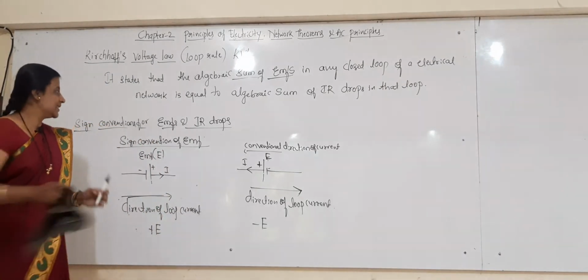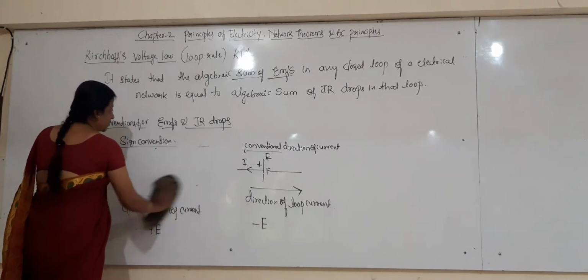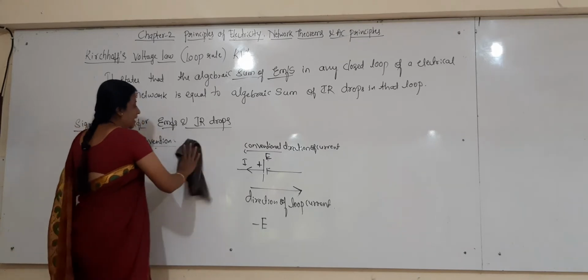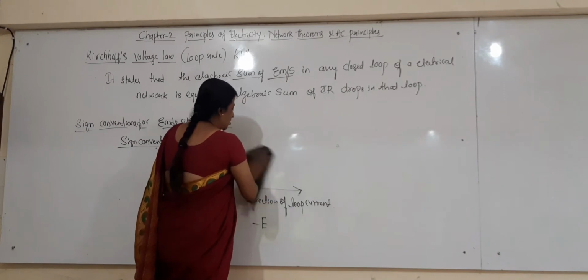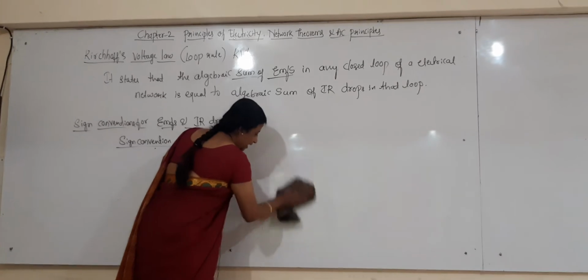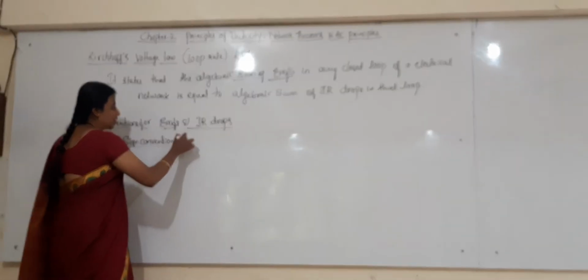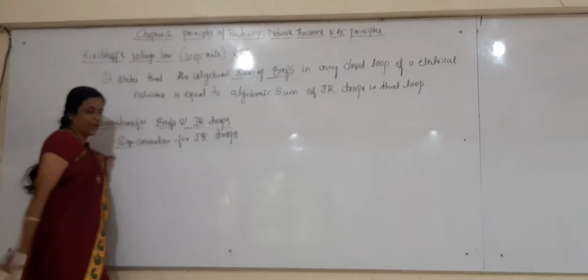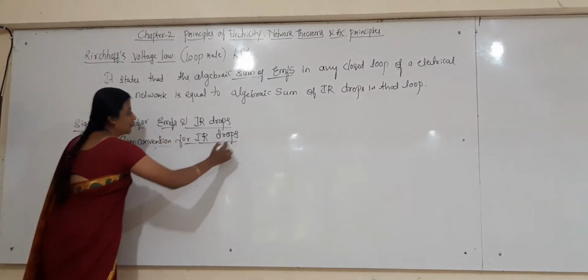One more, the same sign conventions, they are applied for IR drops. IR drop antivi, sum of EMF is equal to sum of IR drops. So, while writing the IR drops product, which sign we should use, whether positive or negative, depending upon the sign convention. Here also we should follow the rule. So, sign convention for IR drops, they are nothing but rules to be followed while analyzing your electrical circuits.